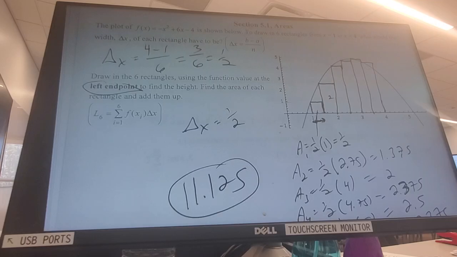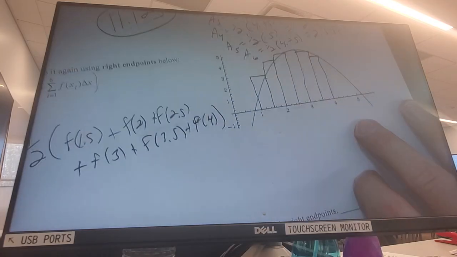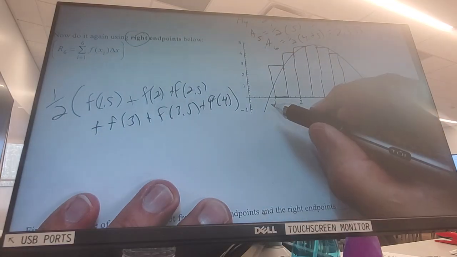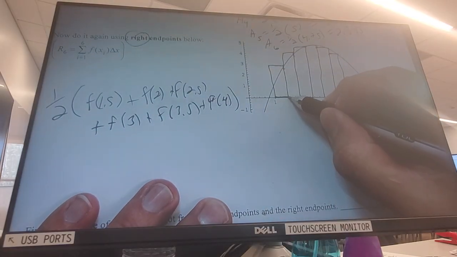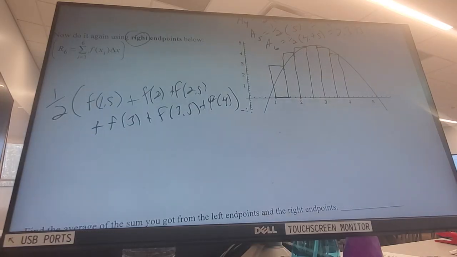This one was using left endpoints. So I know my first rectangle is going to go from here to here. Left endpoint, I go to the left side of it and I draw until I hit the function. So right endpoint, I still know my first rectangle is going to go from 1 to 1.5, but since I'm using right endpoints, I put my pen on the right side of it, go up until I hit the function. The function output at the point determines how tall the rectangle is. Is that okay?